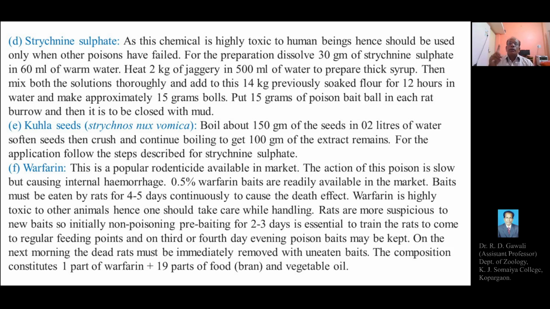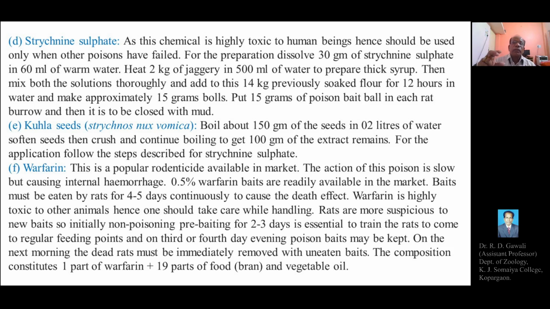That means 150 gram of the kola seeds are boiled in 2 liters of water so as to soften them. After softening, the kola seeds are crushed and the boiling continues to get 100 gram of extract from the 2 liters of water.